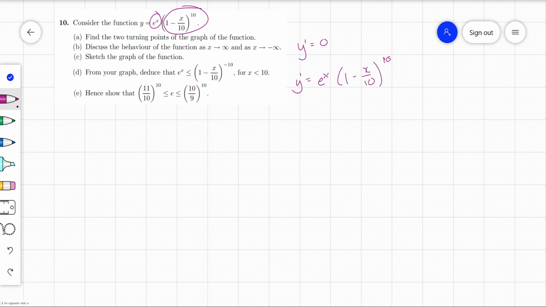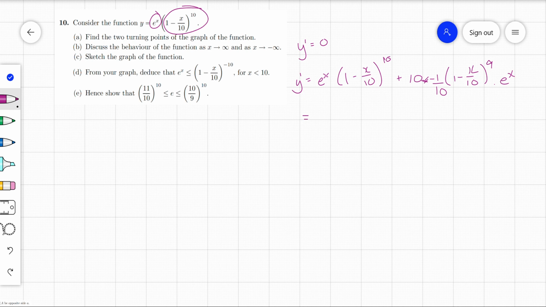Then if I differentiate 1 minus x on 10 to the power of 10, that 10 is going to come down, and 1 minus x on 10 becomes to the power of 9. Then I go inside the bracket, so I have to use the chain rule, and I've got a negative 1/10 that I also need to multiply by. Then I'm going to leave the e to the x, so that's v dash u.